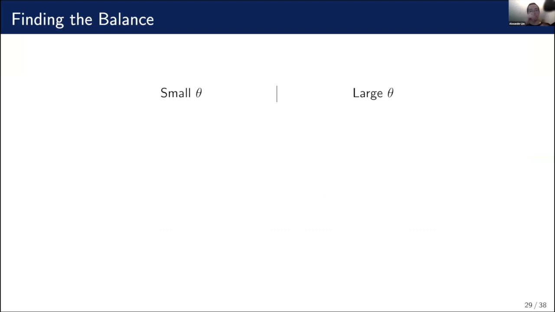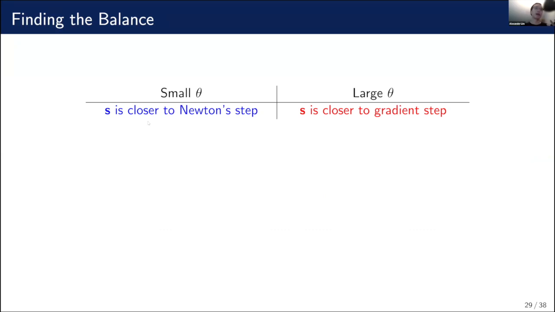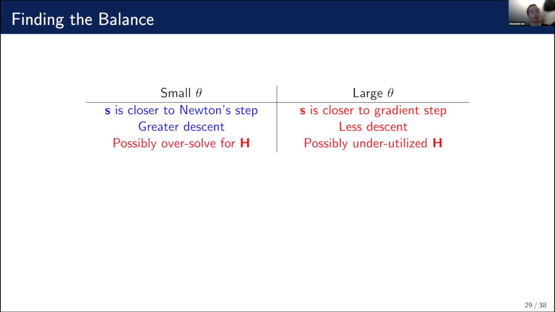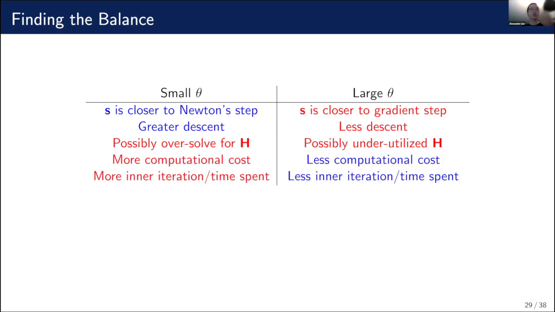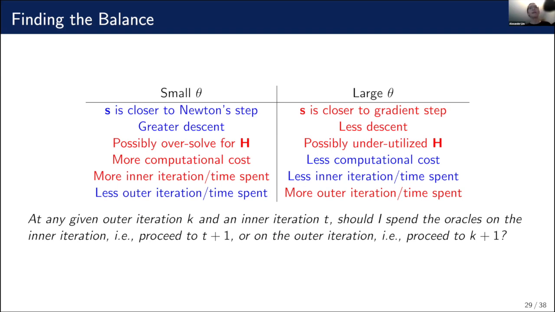So we have a conundrum between the two. For small theta, s is closer to the Newton step. For large theta, s is closer to the gradient step. That means greater descent versus less descent, and possibly oversolving for H, because if you keep solving, you don't gain much after a certain point. On the other side, with large theta, you possibly underutilize H, with less computational cost, and so on.